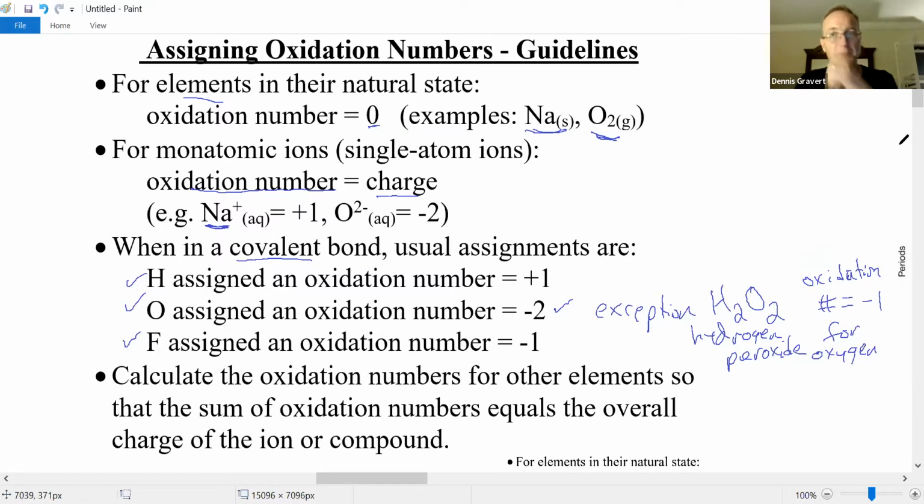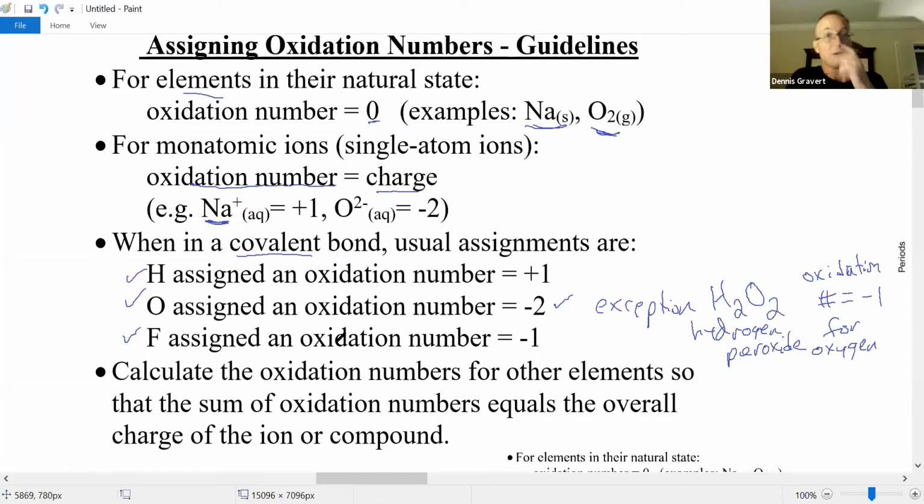If you see exceptions to it, it'll be pretty obvious because of the 4th rule with oxidation numbers. Okay, we've only talked about single atom ions and their elements, and then the atoms H, O, and F, when they're covalently bound together. There's a lot more elements that could be covalently bonded. So what do you do with their oxidation numbers? You have to do a little math. What you want to do is calculate the oxidation numbers for other elements so that if you add up everybody's oxidation number, the sum of oxidation numbers for everybody has to equal the overall charge of the ion or compound. Okay, let's break that down, see what we're talking about.